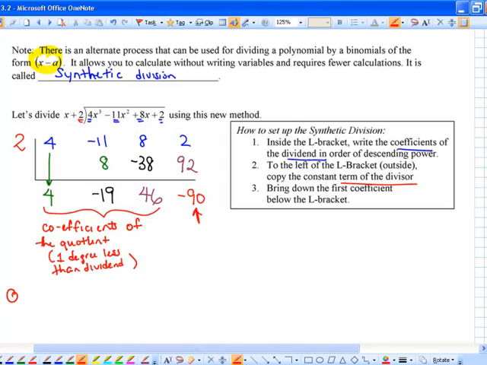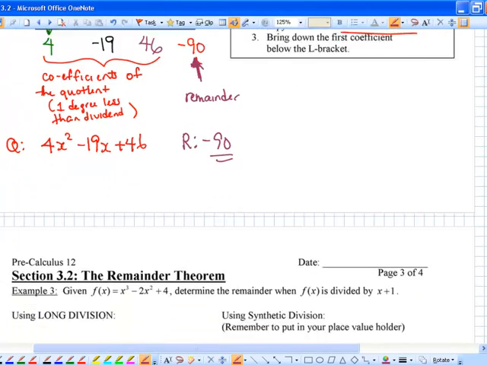So really our quotient here, I'll just put a Q, is 4, and it's 1 less, so it's x squared minus 19x plus 46. And can somebody smart tell me what this is? That last number is actually a remainder. So the remainder of negative 90. That's synthetic division. What do you like better? I personally don't care.